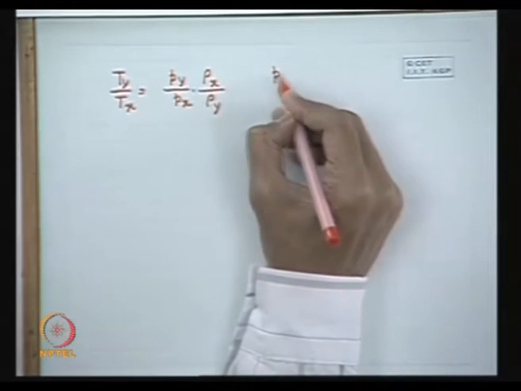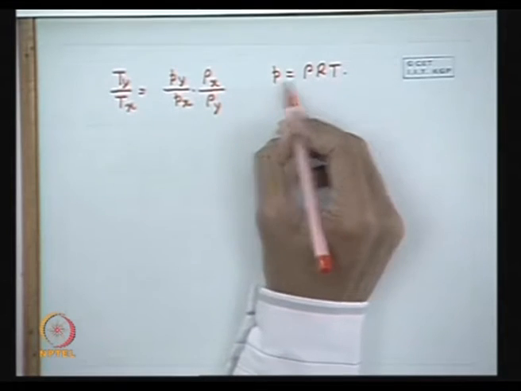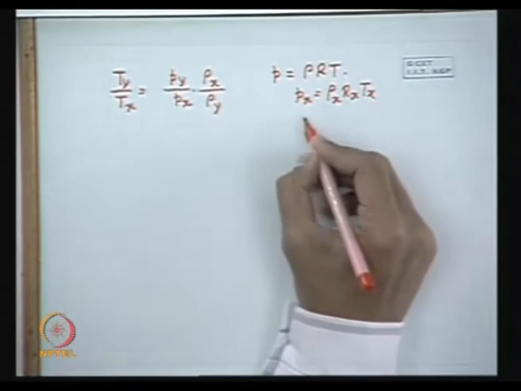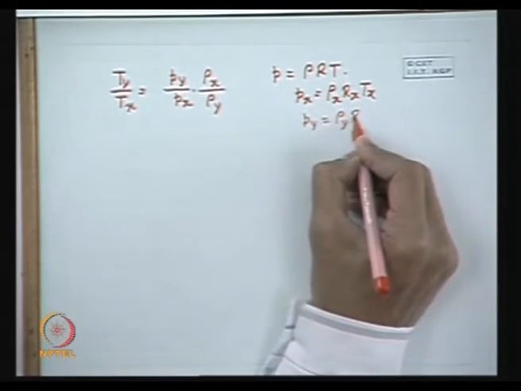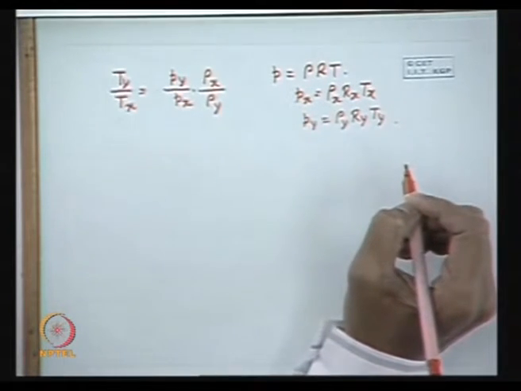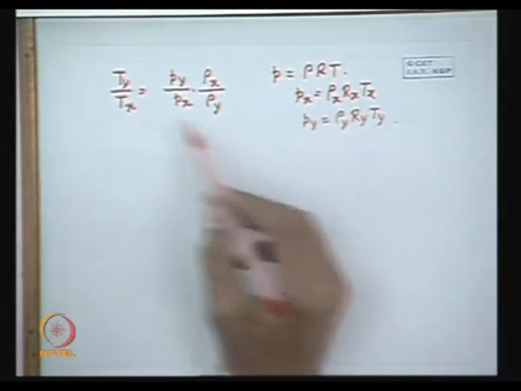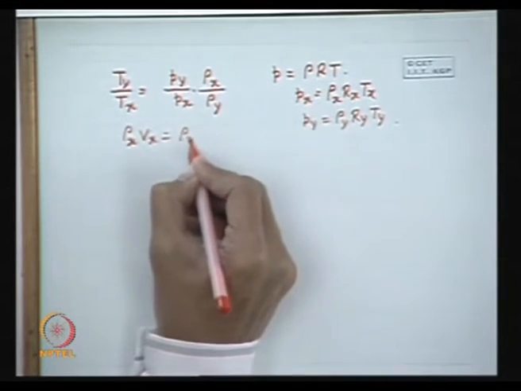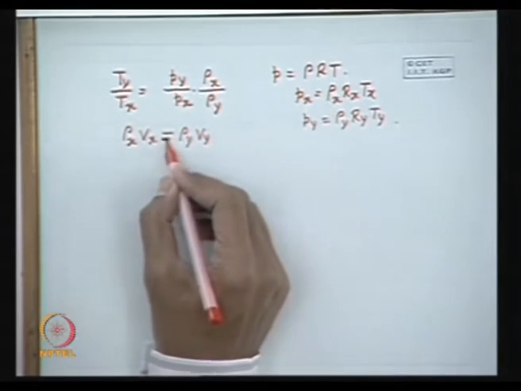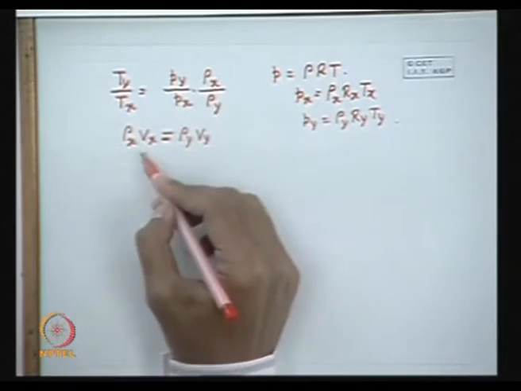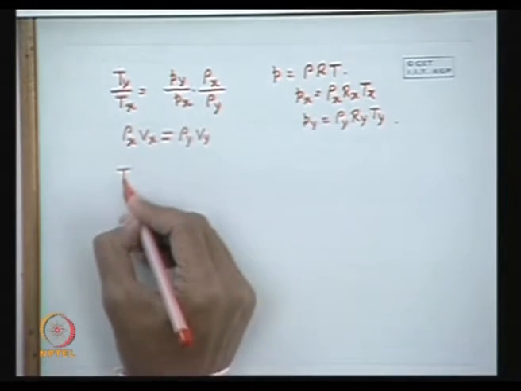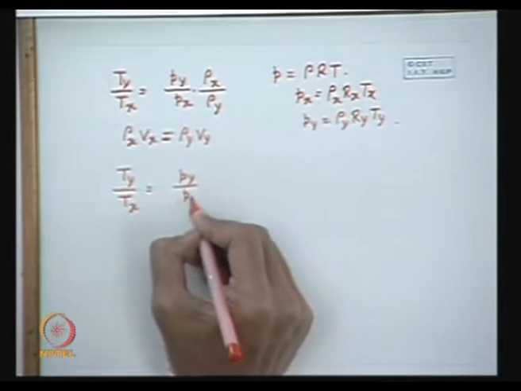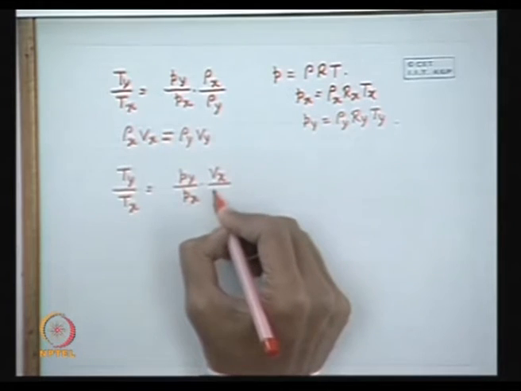Okay, this I write from the equation of state, P is equal to rho RT. That means Px is rho x Rx Tx, and Py is rho y Ry Ty. So therefore, we can write Ty by Tx is Py by Px into rho x by rho y. Again, from the continuity, we can write rho x Vx is rho y Vy. This is the well known continuity at steady state to accommodate the same mass flow rate. So therefore, rho x by rho y can be substituted from this equation here. So we get Ty by Tx is equal to Py by Px into Vx by Vy.